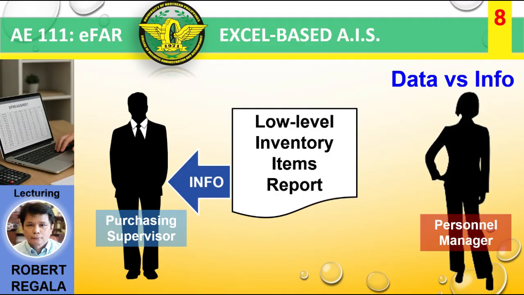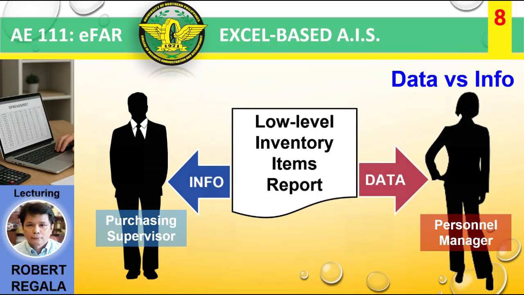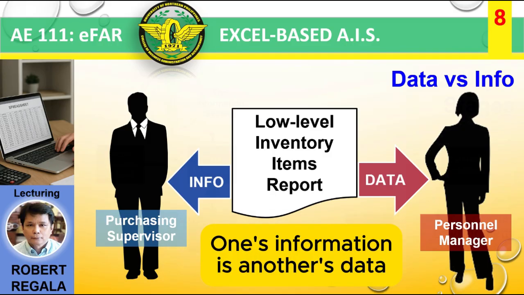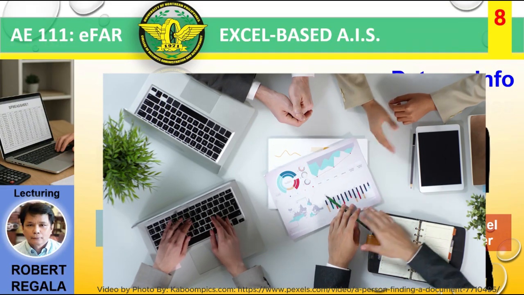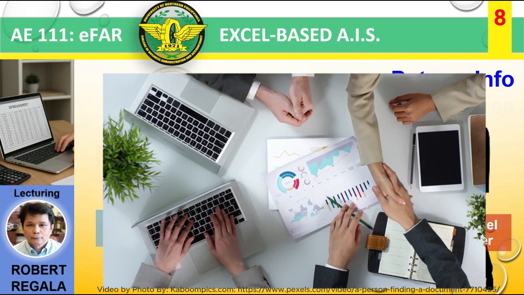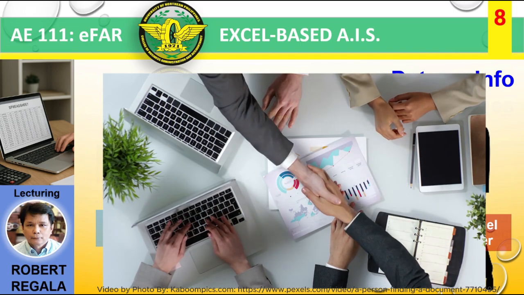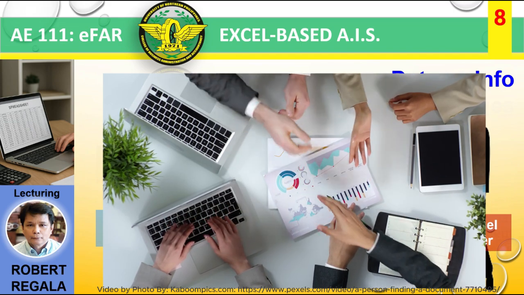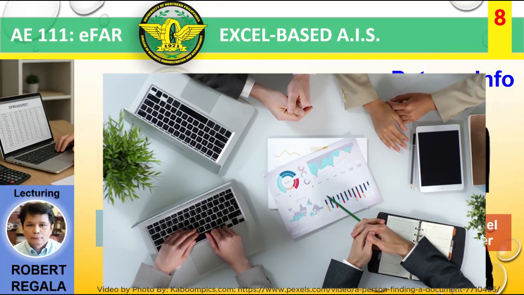However, this same report in the hands of the personnel manager is a mere collection of facts, or data, causing no action and having no information content. We can see from this example that one person's information is another person's data. Information is not just a set of processed facts arranged in a formal report. Information allows users to take action, to resolve conflicts, reduce uncertainty, and make decisions.